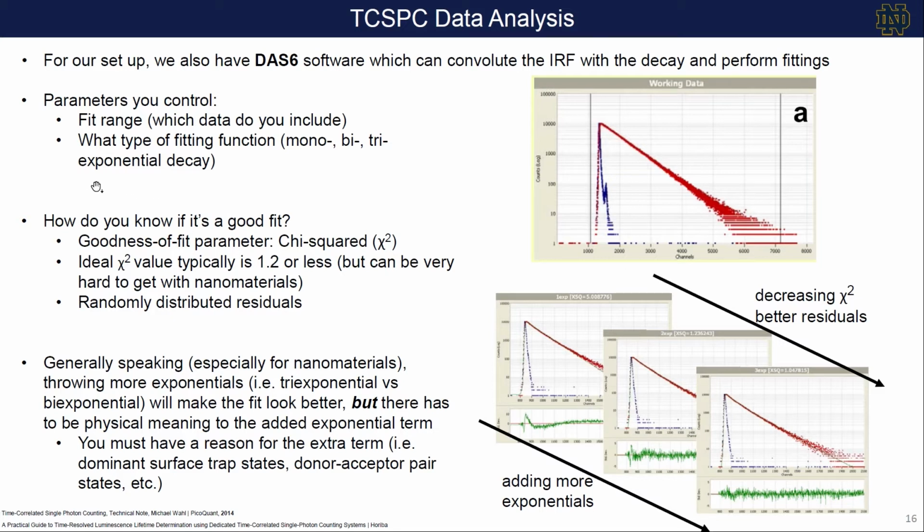Okay, so if you've done a fitting, how do you actually know that it's a good fitting, other than that it looks pretty? Well, there are goodness-of-fit parameters, and the main one for PL decay data is typically chi-squared. Ideally, a chi-squared should be on the order of about 1.2 or lower, although that can sometimes be very difficult with nanomaterials, which are a little less well behaved. Generally speaking, what you also want to see is randomly distributed residuals. The residuals are shown down here in green for this example.